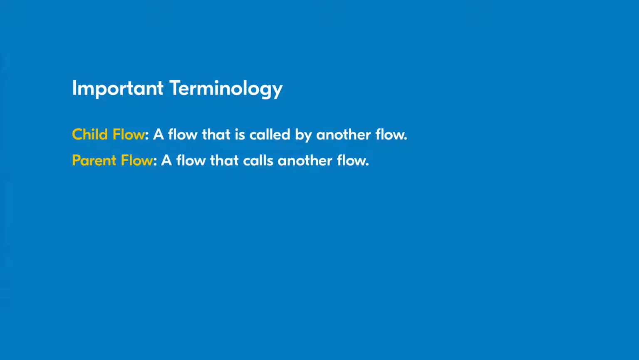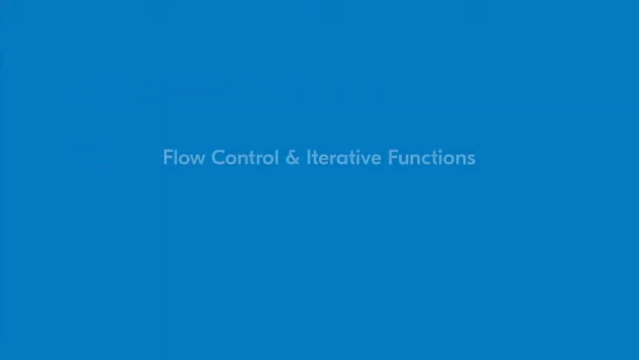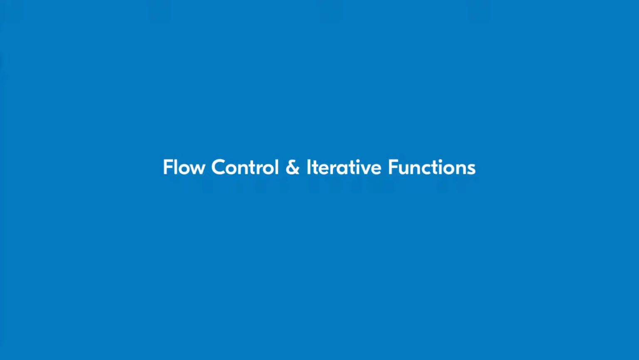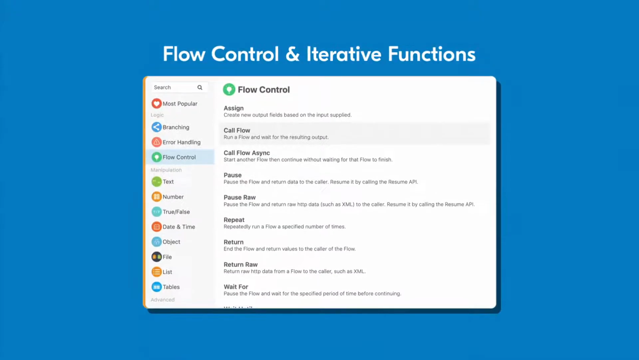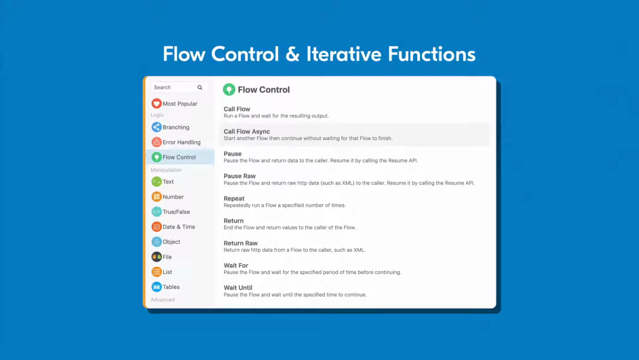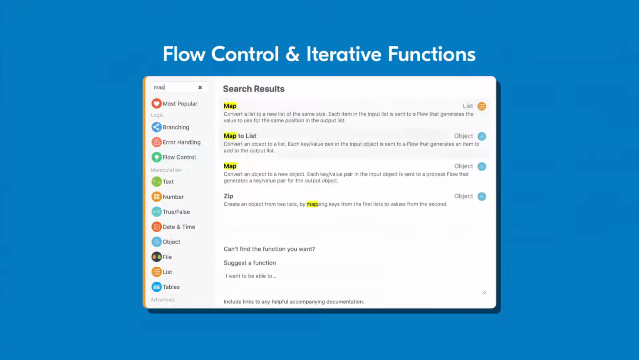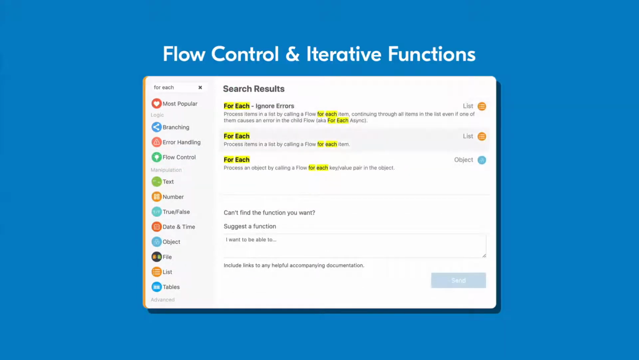Because child flows are directly dependent on the parent flows that call them, they do not count toward your active flow limit. However, they are still flows and must be activated before other flows can call them. Child flows are called by using the flow control functions. Those include call flow, async, and iterative functions for lists like map and for each.